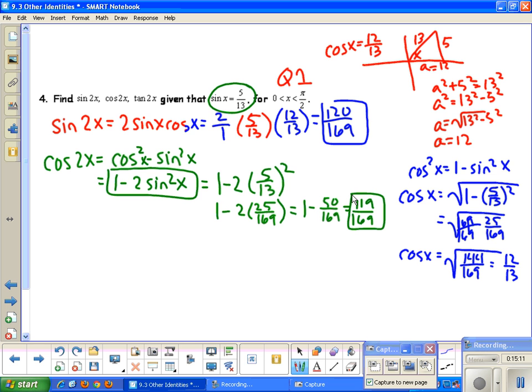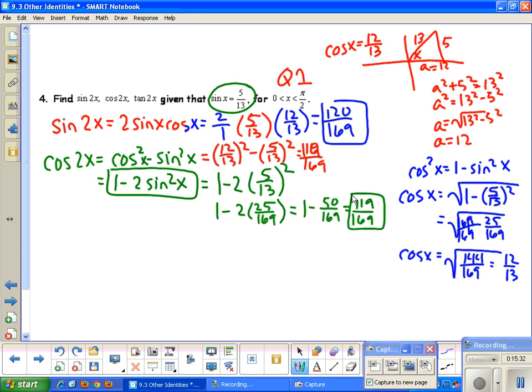So if I would have done instead cosine squared minus sine squared, I would have gotten the same answer. So 12 over 13 squared minus sine squared, so 5 over 13 squared. If you do that in your calculator, you get 119, sorry, over 169. So you end up with the same answer. So it's just two different ways of doing it.